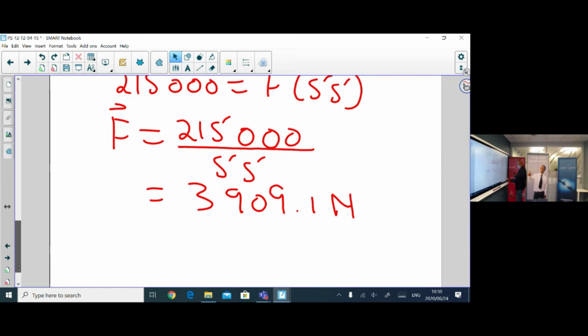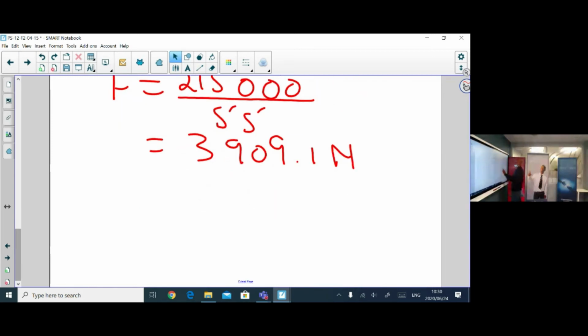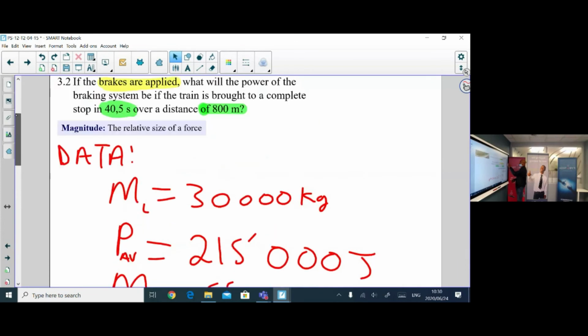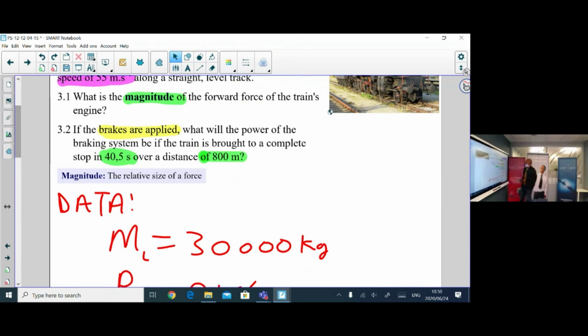What I need you to do is say this is more or less 3.9 kilonewtons. Kilonewton is the same. If you look at that, we are done. The magnitude of the forward force is supposed to be positive, and of course, it's positive. Now 3.2.